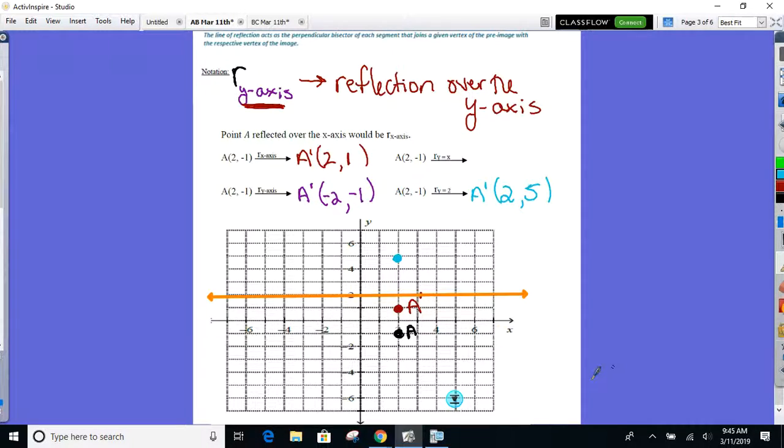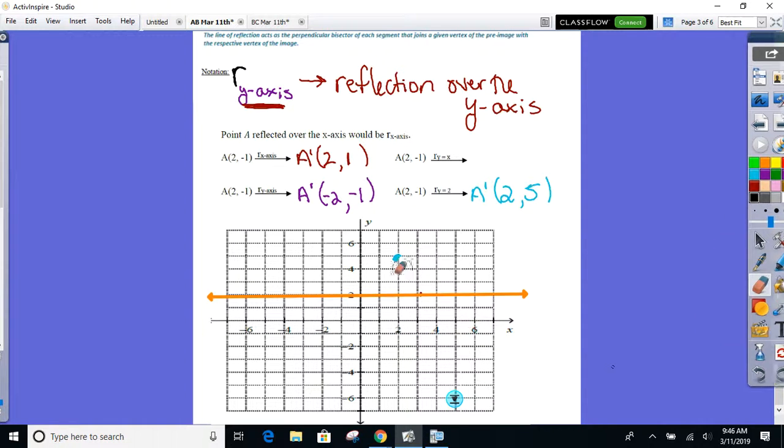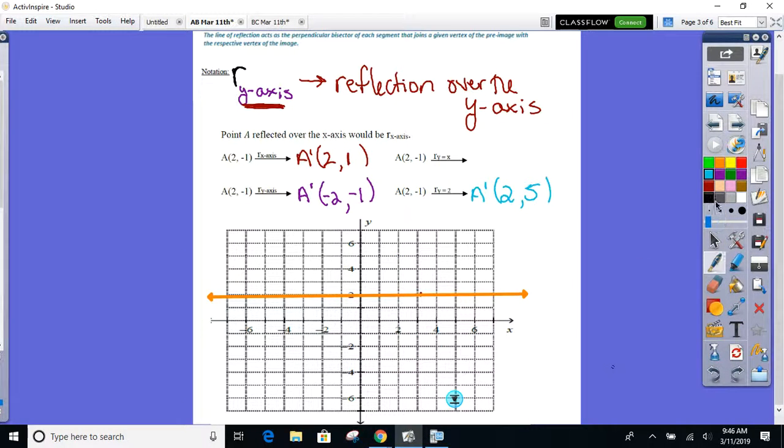Quick question before I go on to this last one. What if I wanted a vertical line? That would be what? X equals a number. All right, x equals a number would be a vertical line. Now we come to this strange one. Reflect over this line, y equals x.